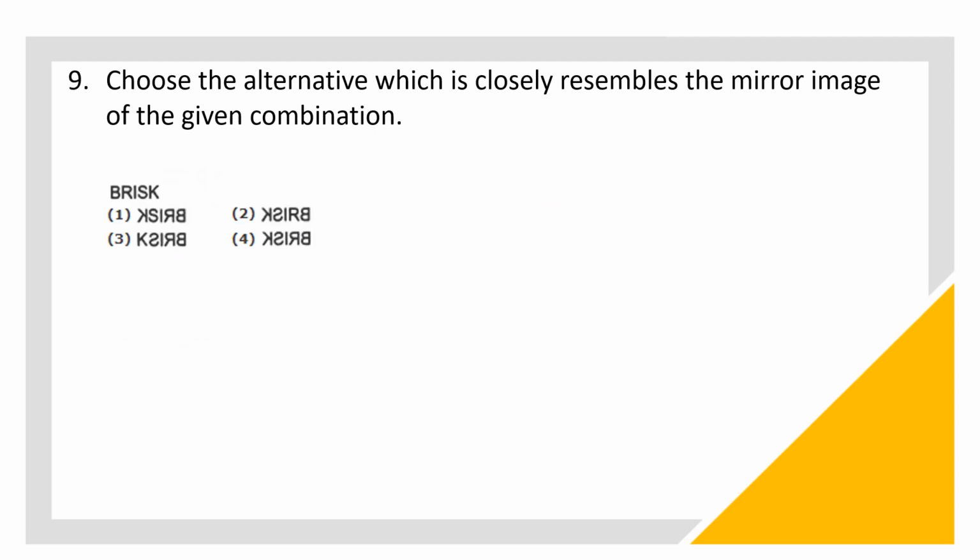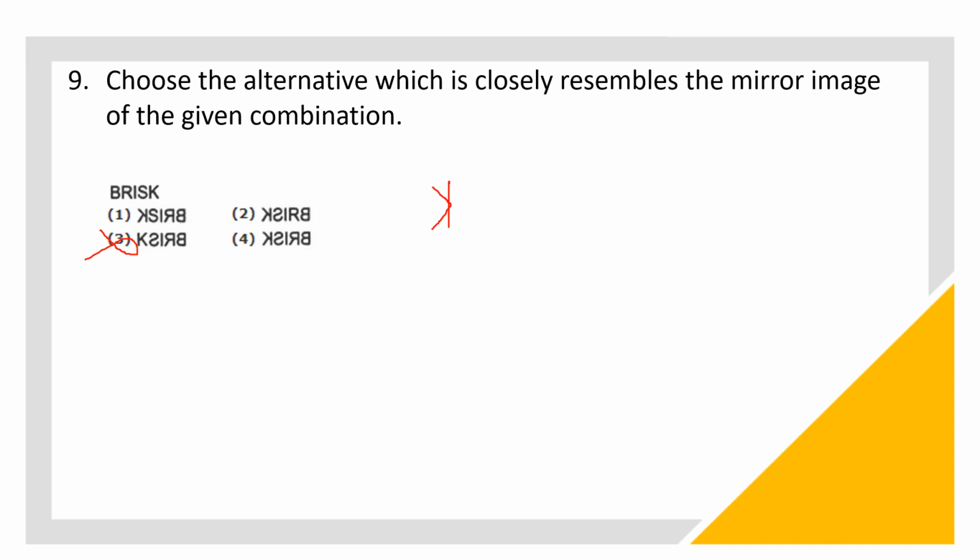Next, brisk. So first K will come. So in the 4 options K only, so the mirror image of K is this. So option 3 is not an answer. So observe 1, 2 and 4.